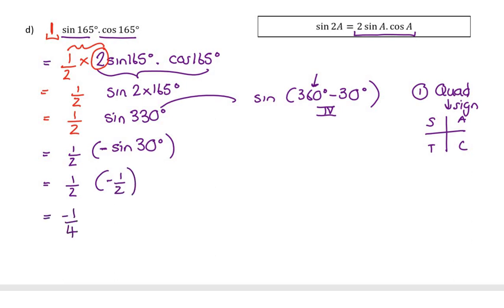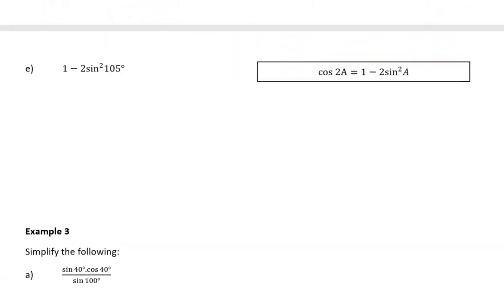The great thing is you can always just plonk that question into your calculator, and hopefully it gives you that same answer, because then you immediately know you're right. Right, let's have a look at the next one.